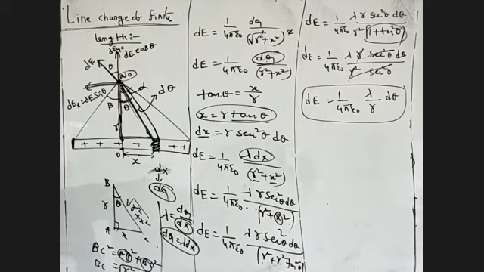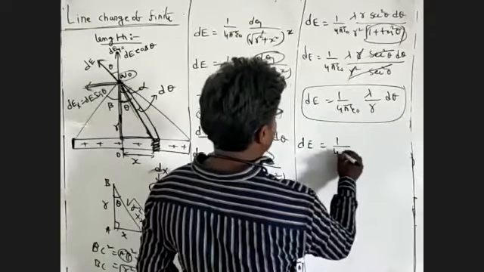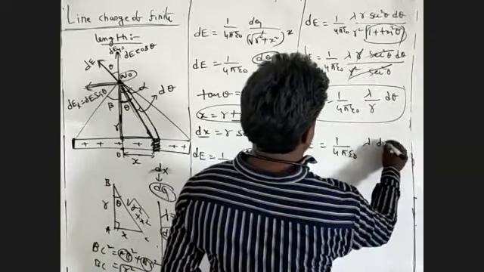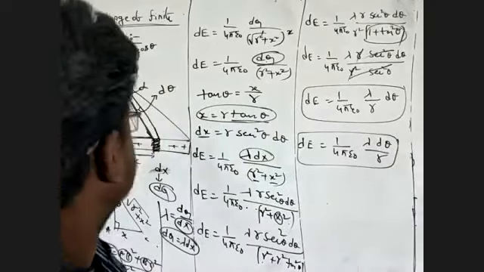Now apply integration to both sides of the equation. E is equal to 1 by 4 pi epsilon naught lambda by r. Keep this in your mind. Tomorrow I will explain the remaining part.